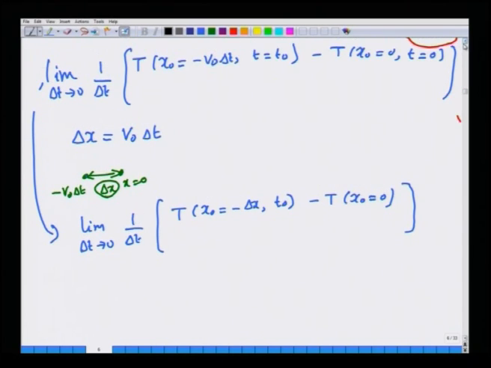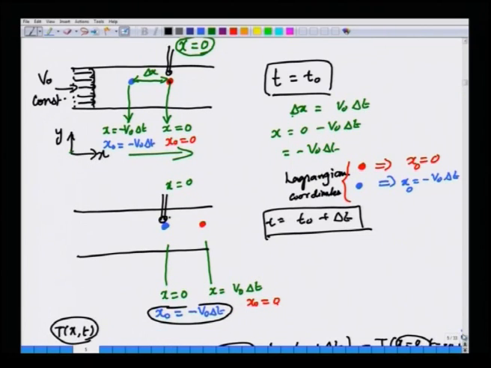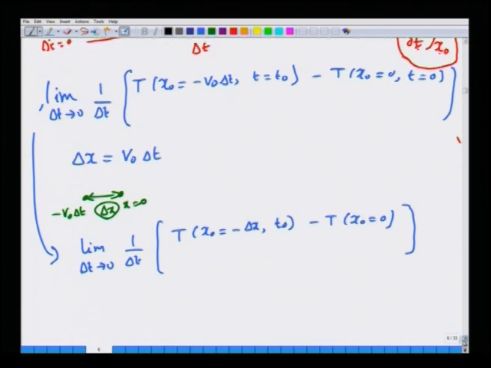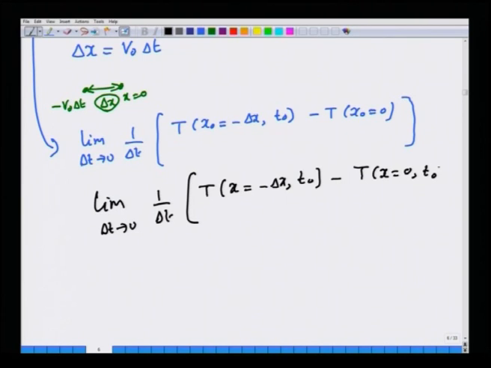So let us go back to the figure in the previous slide. When x naught is 0, x is 0. When x naught is minus v 0 delta t, x is also minus v 0 delta t. So, we can change this to the Eulerian description as limit delta t going to 0, 1 over delta t, T at minus v 0 delta t at time t 0, minus T at 0 at time t 0. This is what we have.